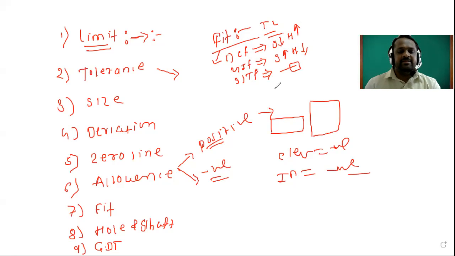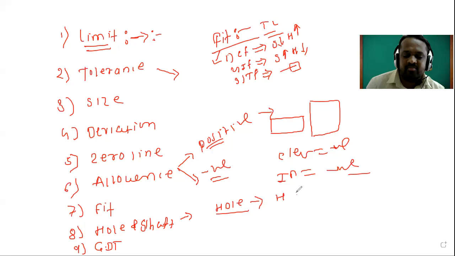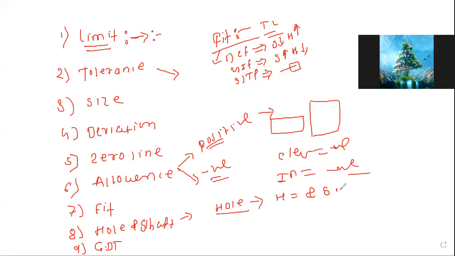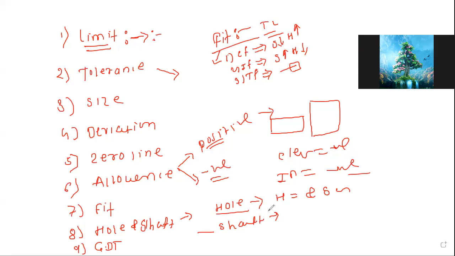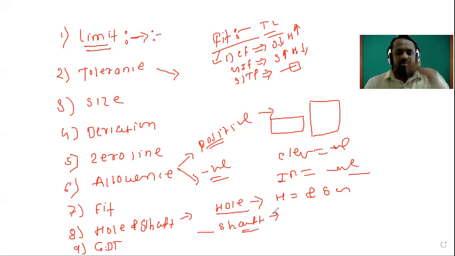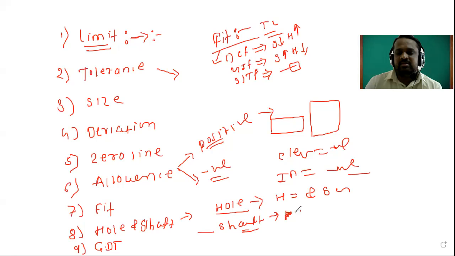Okay. Then next is the hole basis system and shaft basis system. Hole basis system means what? Hole size constant. Okay, hole size is constant and shaft size varies. And for the shaft basis system, just tell me the definition. Shaft size constant. Okay, the shaft size is constant and hole size varies.